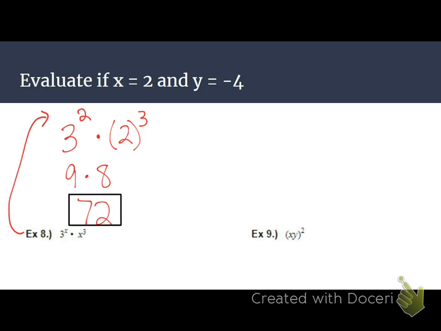Okay, number 9 is again one that you could do 2 different ways. I prefer substituting first. So this time I've got 2 sets of parentheses inside my original parentheses. What am I plugging into my first blank? A 2 for x. My second blank, -4 for y. Based on my order of operations, what should I do?